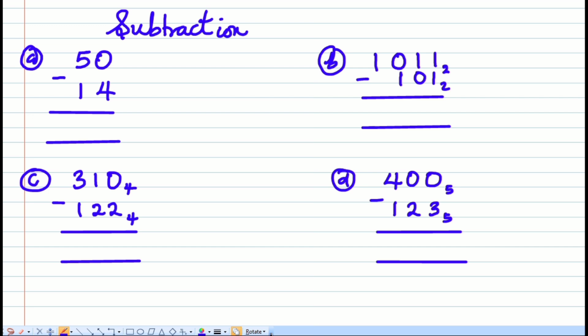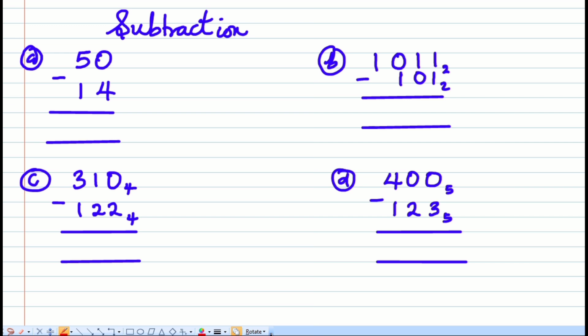Now the first one, we have 50 minus 14. They didn't specify the base, so anytime a base is not specified, we work with it as base 10. I intentionally put this as the first example because I know you already know this. We are familiar with base 10, and it's easy to illustrate what's going to be going on in the other parts. Now let's start our subtraction.